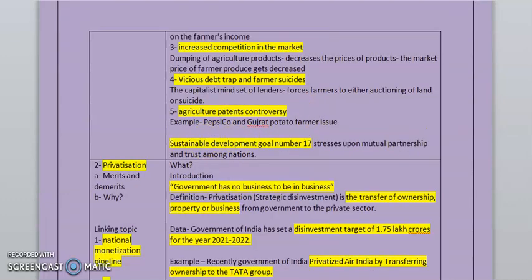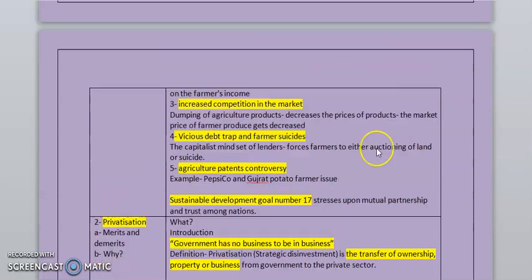Next, at the end, you have to conclude your answer. You can conclude with Sustainable Development Goal number 17, which stresses mutual partnership and trust among nations. You can also use the example of doubling farmer income. That's why globalization is important, if the question is in a positive tone. So these are some data you can use in your conclusion.